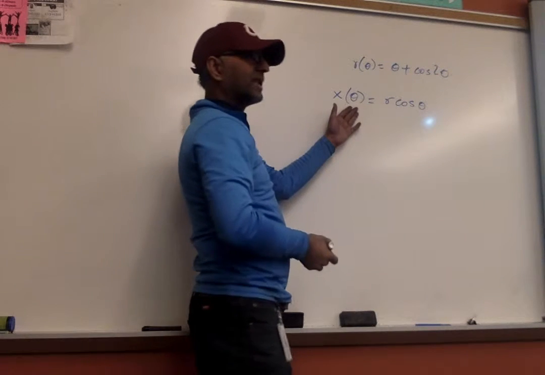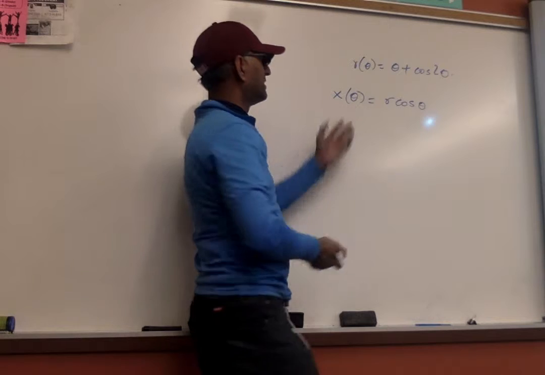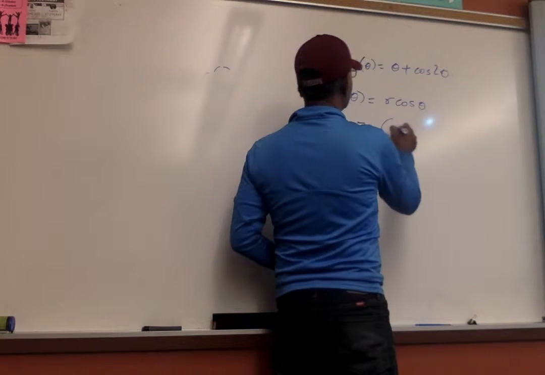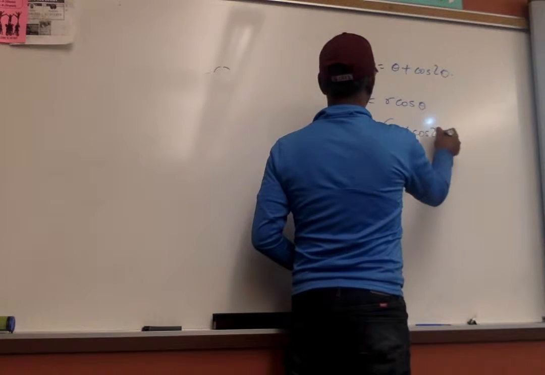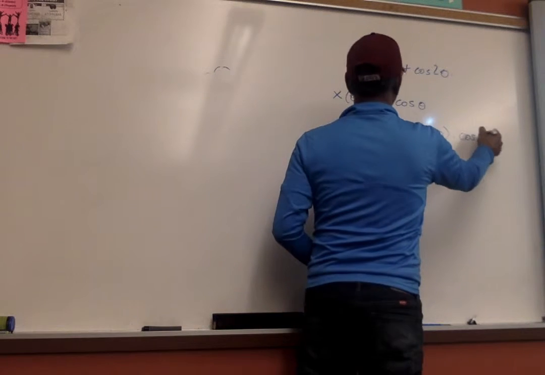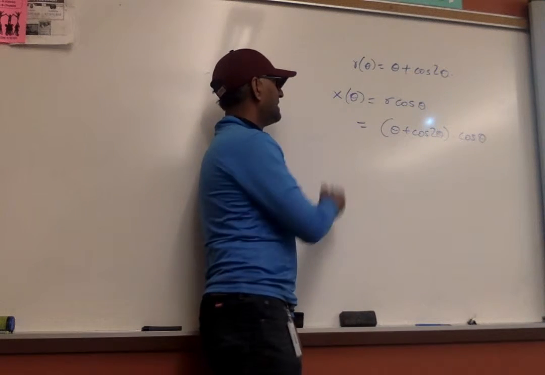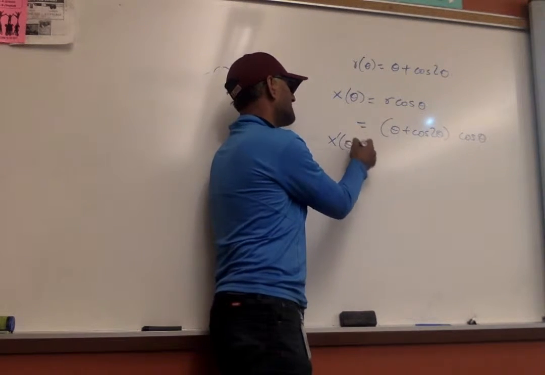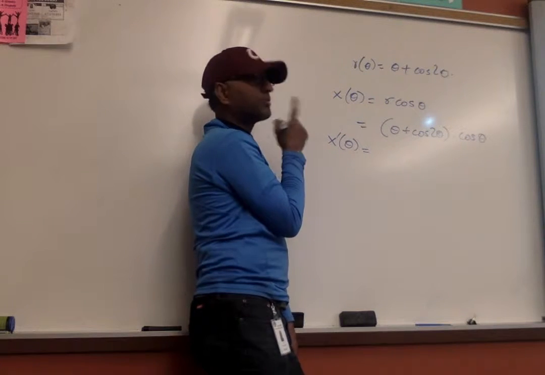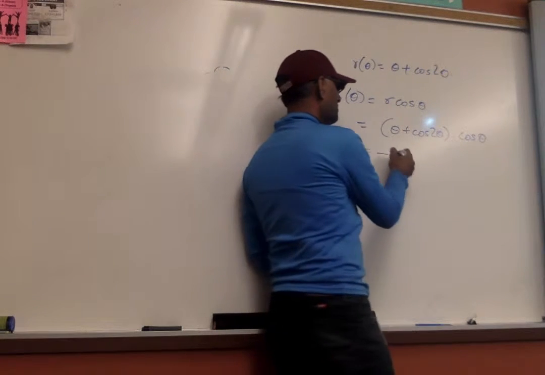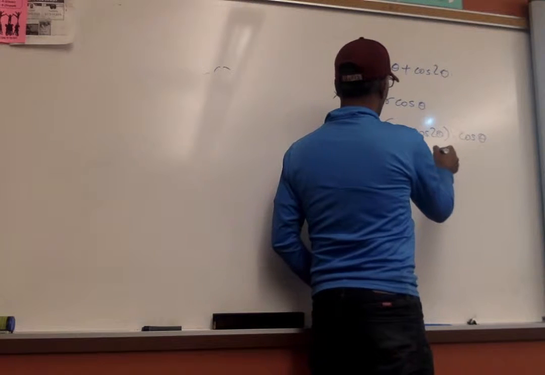And just don't get alarmed by that notation. It just means x is a function of theta. So was it R, theta plus cos 2 theta, times cos 2 theta? Okay. And then when I find x dash, how do I find x dash again? Product rule. Okay, just make a note. I'm not doing it. So we'll use the product rule.